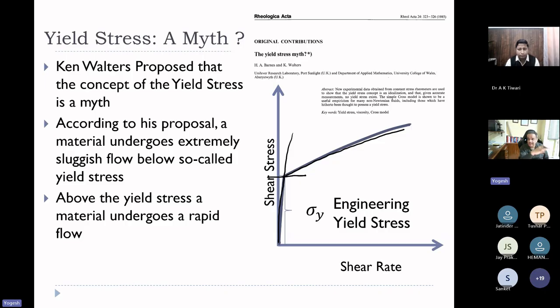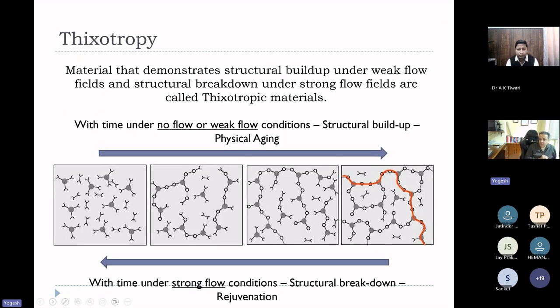But the present literature very clearly suggests that over practically explorable timescales, or for laboratory timescales, the yield stress is not really a myth, but real yield stress does exist. All right. This is what the present understanding is. All right. So with this, let us go to this phenomenon of thixotropy.